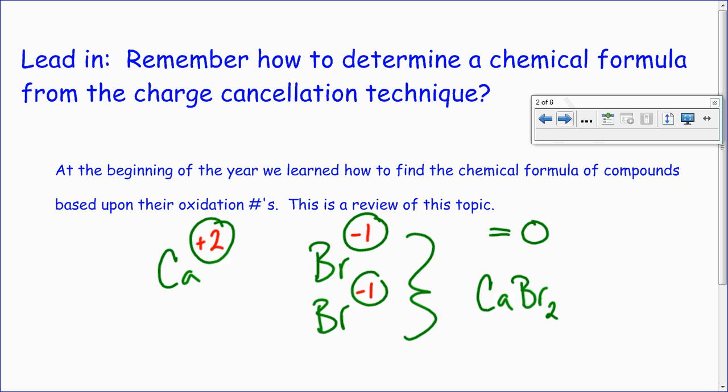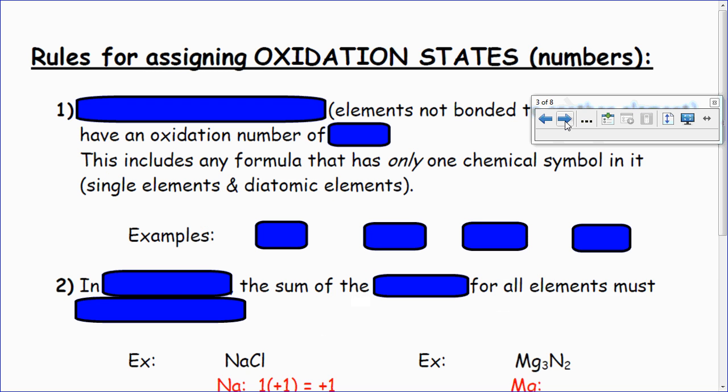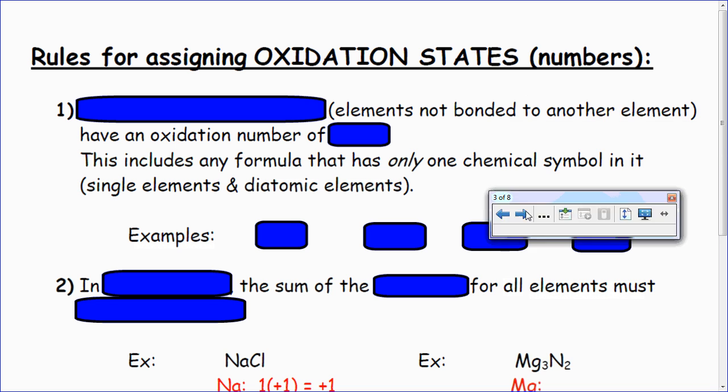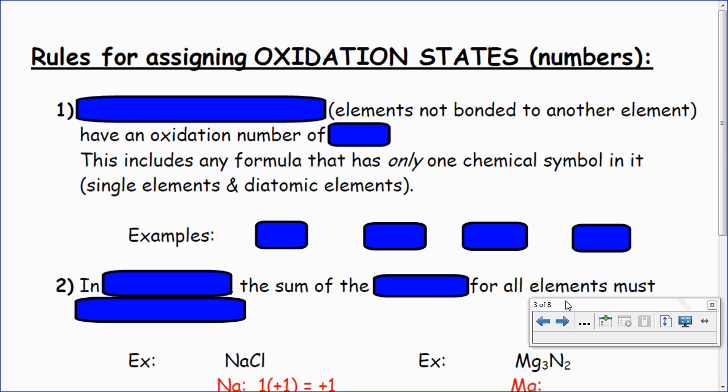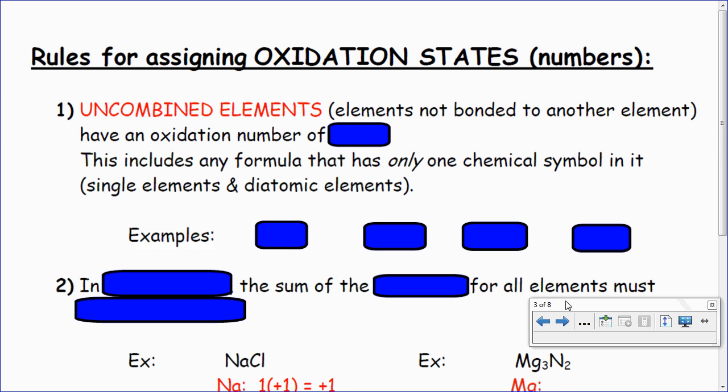So we're going to be talking about how to find the oxidation numbers based upon the formulas this time. We took the oxidation numbers to find the formula before. Now we're going backwards in this particular lecture. So the first thing you have to know is the rules.